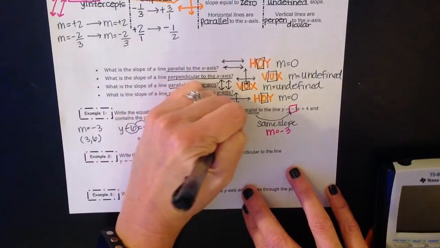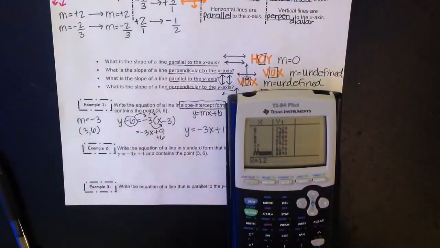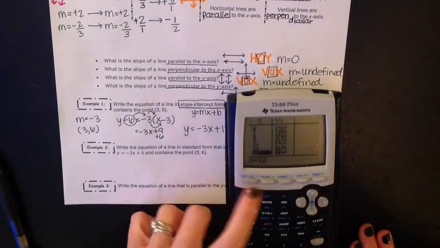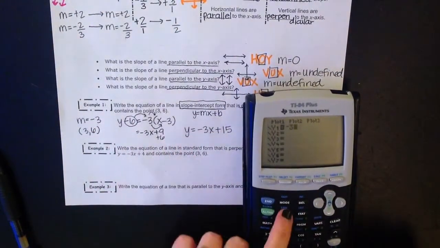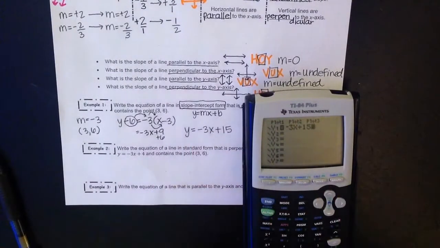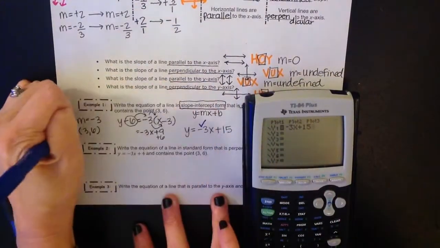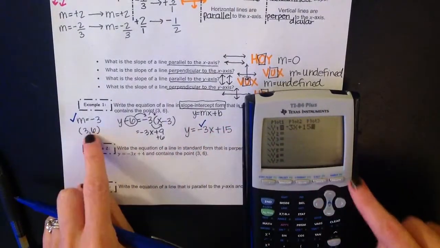-3x plus 15. Now what I'm going to do is I'm going to go to my calculator, because I always want to check in my calculator if I have an equation. I'm going to go to y equals, and I'm going to clear this out, and I'm going to type in the equation we got, -3x plus 15. And I know my slope is -3, so this checks out. Check, check. What I want to check is, does this function have this point in the table?